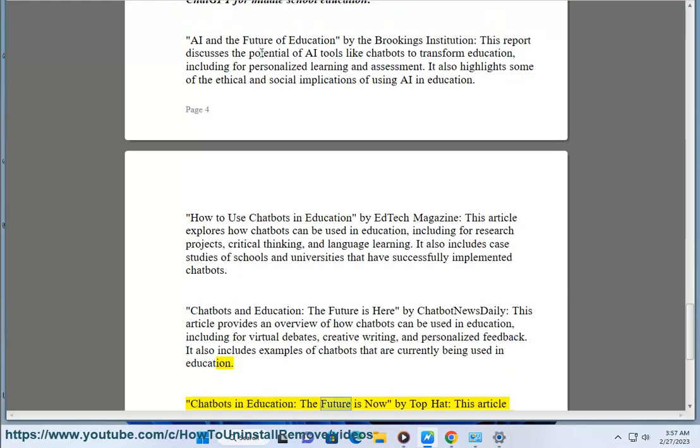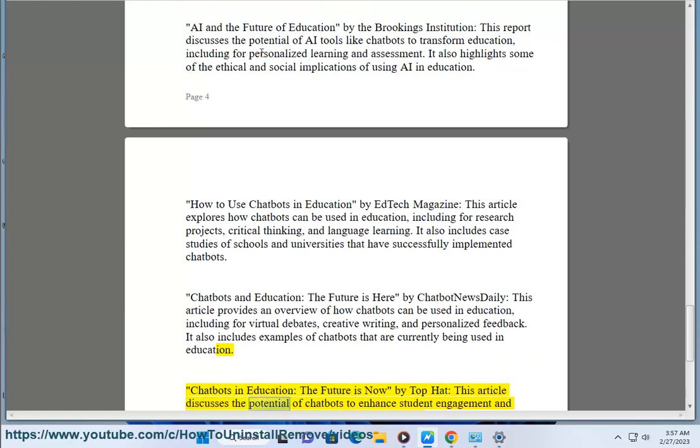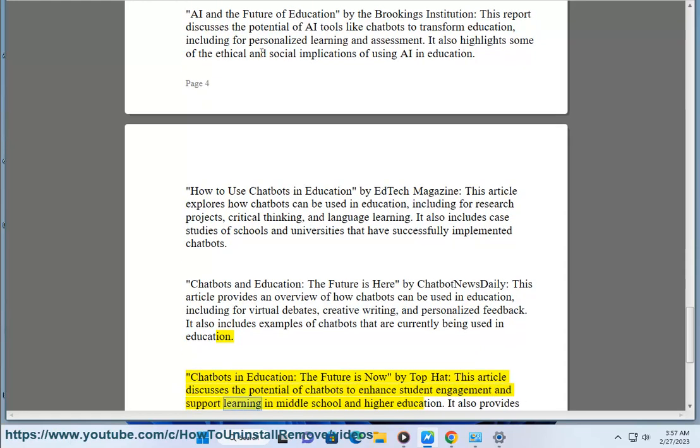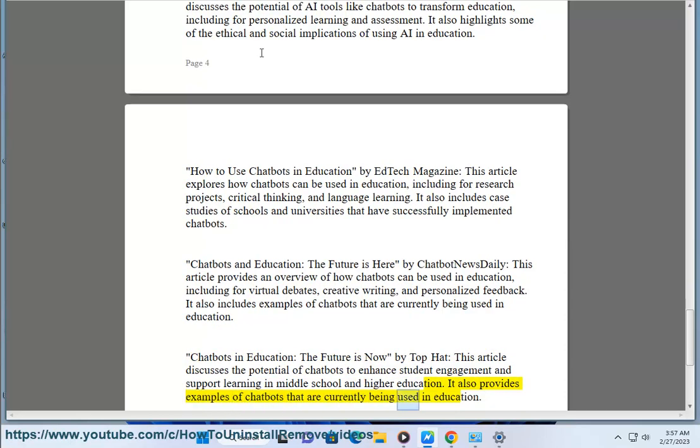Chatbots in Education: The Future is Now by Top Hat. This article discusses the potential of chatbots to enhance student engagement and support learning in middle school and higher education. It also provides examples of chatbots that are currently being used in education.